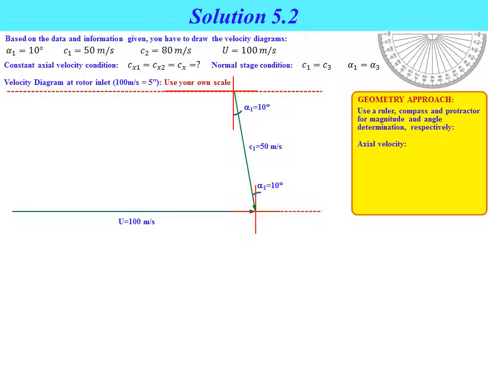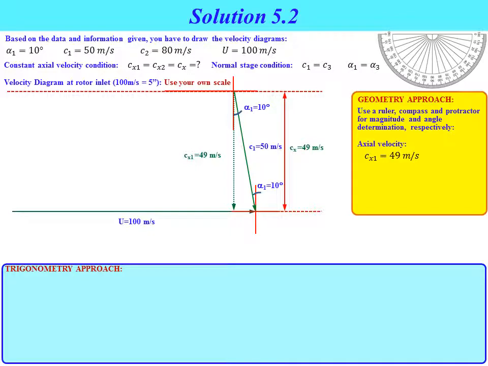As shown in the figure, we draw the upper limit line and lower limit line for the axial velocity by referring to the c1 vector. From these two lines we can determine the cx1 value, measured using the ruler. We get cx1 equal to 49 meters per second, so the axial velocity is 49 meters per second.